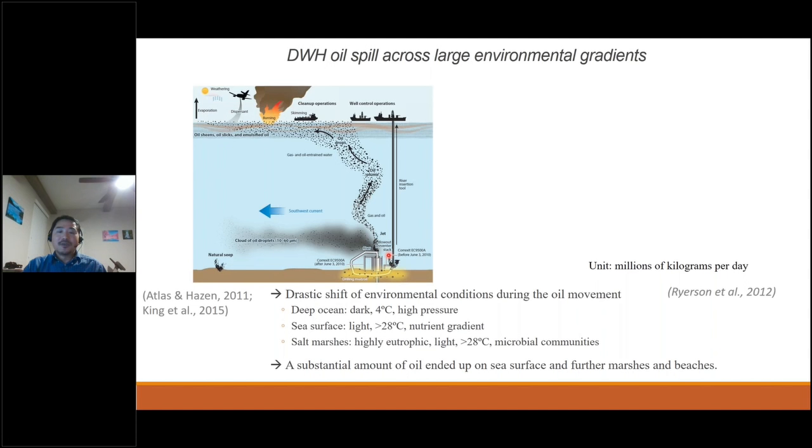In the deep ocean, it's dark, with high pressure and low temperature, but at the sea surface, now you have sunlight, maybe photo-oxidation, and a higher temperature, and the nutrients are depleted. In the deep ocean, we know there are a lot of nutrients. So the environmental conditions change a lot, and the idea is they may change how the oil is degraded. So it provides a fascinating scenario to study oil degradation.